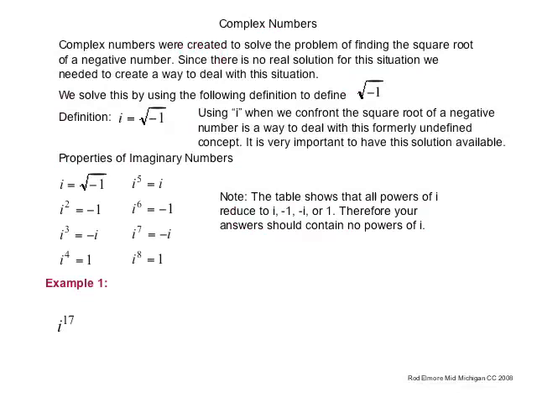Example 1. Simplify i to the 17th. i to the 17th is made up of i to the fourth times i to the fourth times i to the fourth times i to the fourth times i. But since i to the fourth is 1, it'd be 1 times 1 times 1 times 1 times i, so we're going to get i.